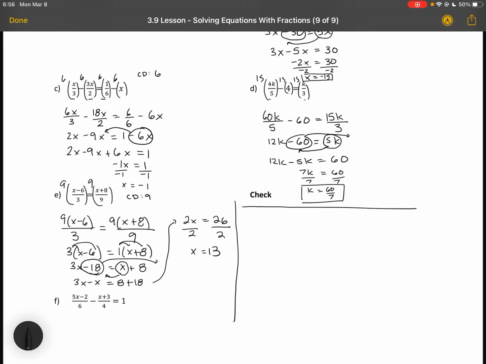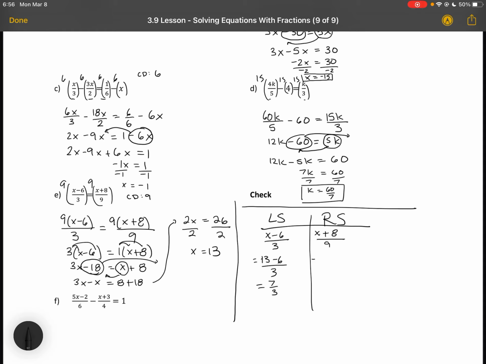Now this example is also asking me to check, which means that I'm going to check the left side and the right side. So my original left-hand side of the equation is x minus 6 over 3. My original right-hand side is x plus 8 over 9. And I think the answer is 13. So that is what I'm going to put in for x.